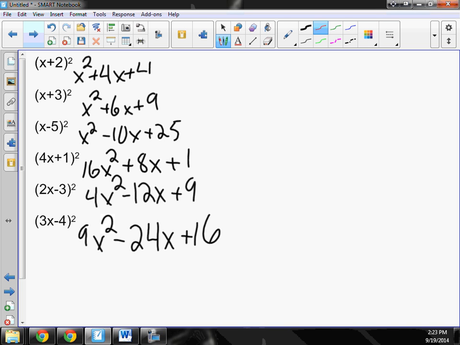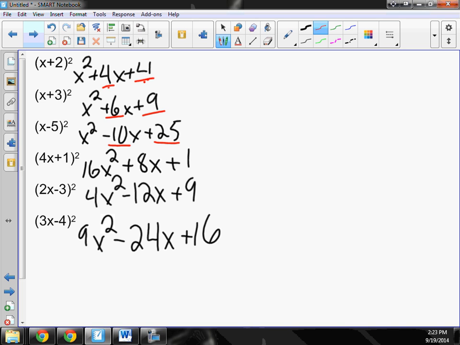Okay, hold on. Listen to Shem. Say that again. Do you guys see that? So double the second term and square of the second term. So 2 times 2 and then 2 squared. So this one, 2 times 3 and 3 squared. This one is negative 5 times 2 and 5 squared.